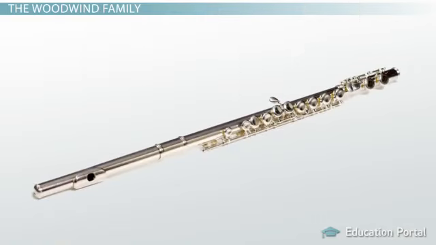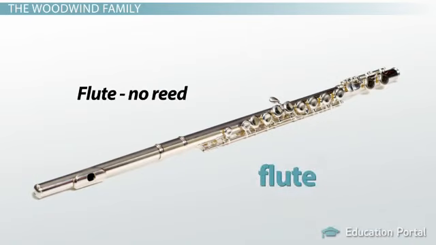There's also one woodwind which uses just the wind part. It's the flute. The flute does not have a reed. Instead, the player just blows across a hole in the instrument, much like you would do if you were blowing across the top of a pop bottle.